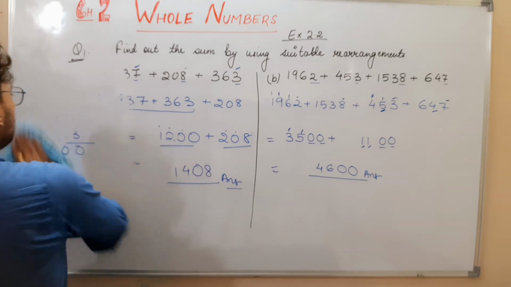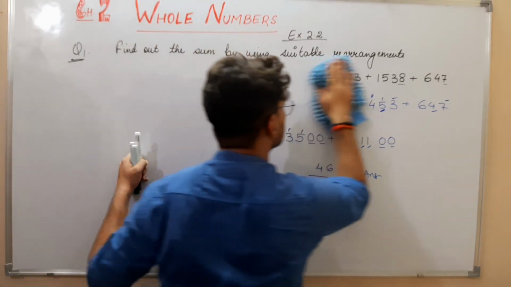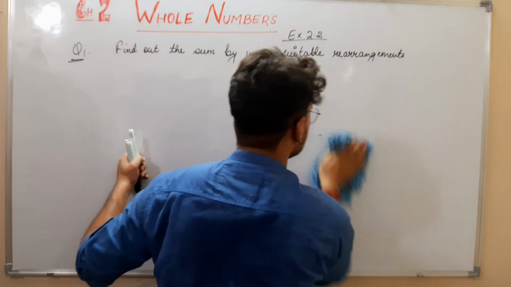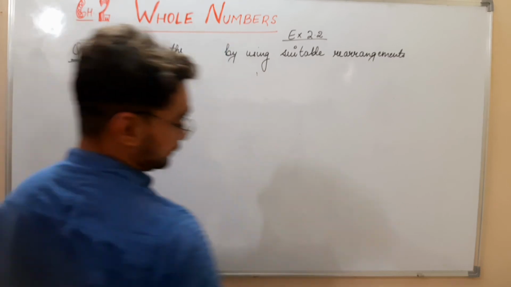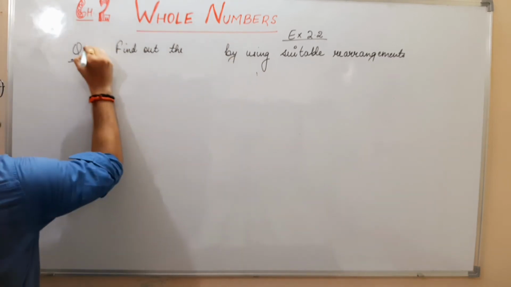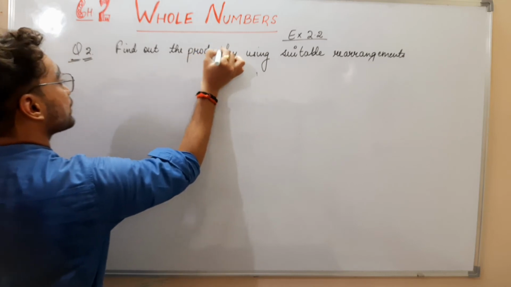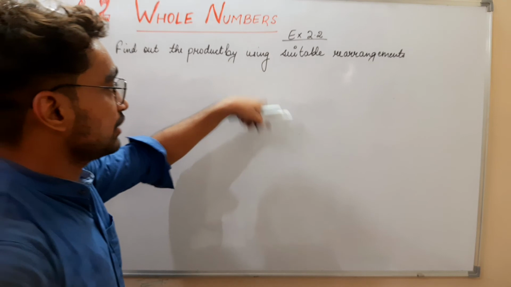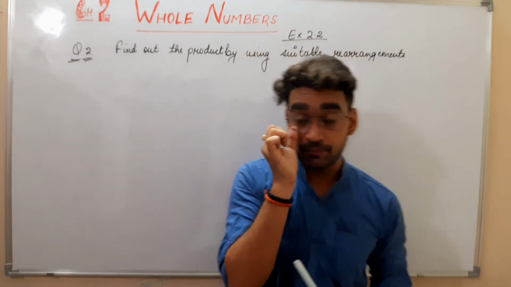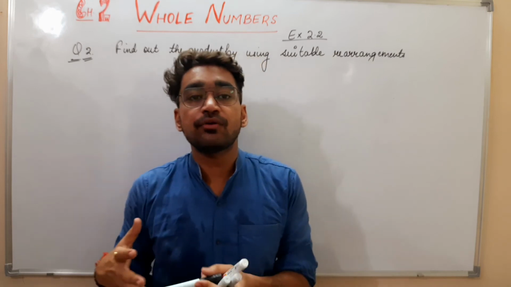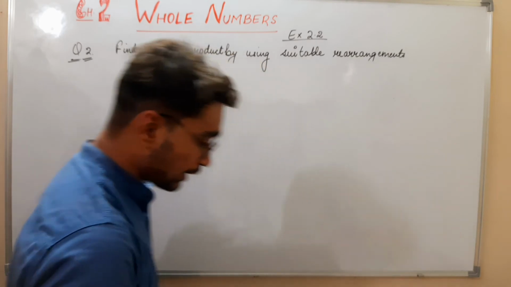See the second question. Question number 2 says: find out the product by using suitable rearrangement. Here also I will try to multiply those numbers by which, after multiplying, I get something like 100, 10,000, 2,000, something like that. Okay.